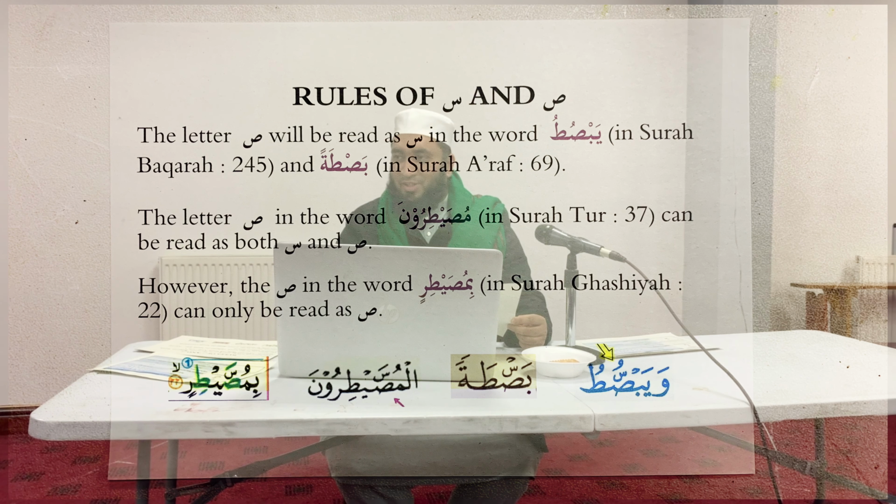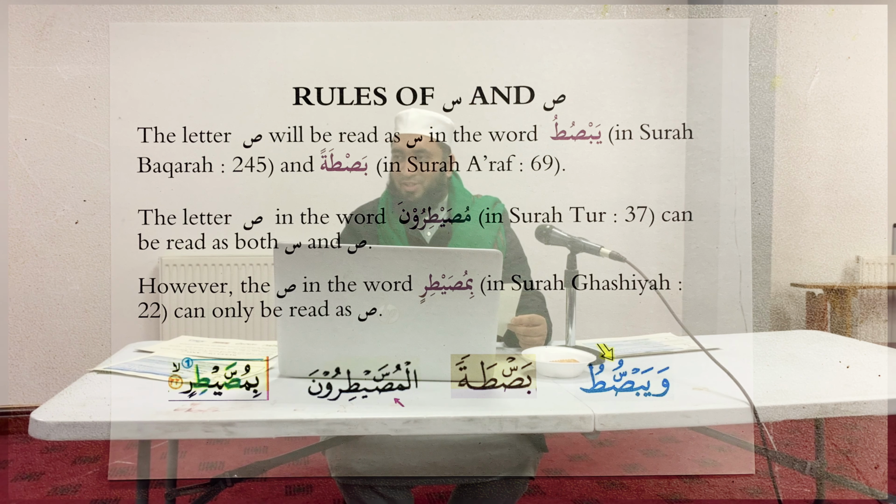I got this full picture from the Quran. Usually it's written like this: sin and sad together. So basically we follow the top one, sin? No, not always. For the first two words, yabsutu in Surah Baqarah and basta in Surah A'raf, we read sin. Next one, in Surah Tur, musaytirun.